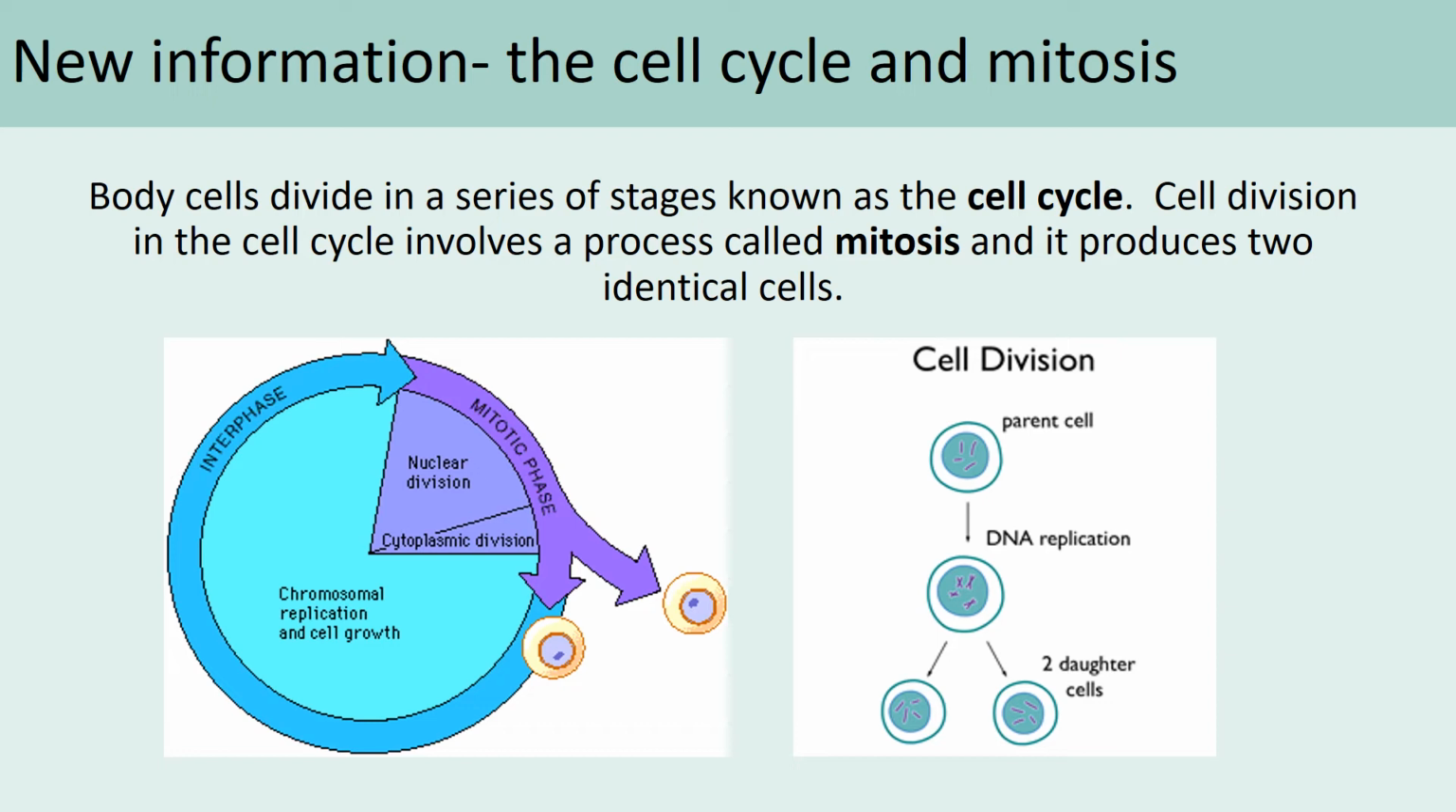So body cells divide in a series of stages known as the cell cycle. Cell division in the cell cycle involves a process called mitosis, and it produces two identical cells. If you have a look at the picture on the right-hand side, you can see what we refer to as the parent cell. So that's kind of the original cell. And then during that interphase, you've got the DNA replication. So all of those chromosomes are replicating themselves, so there are two copies of each of those chromosomes. Then you have mitosis, where the nucleus divides into two.